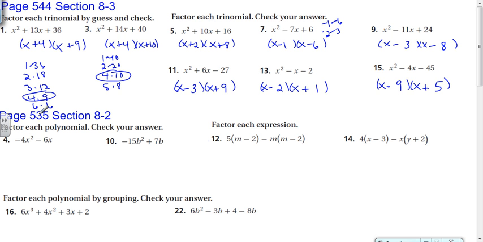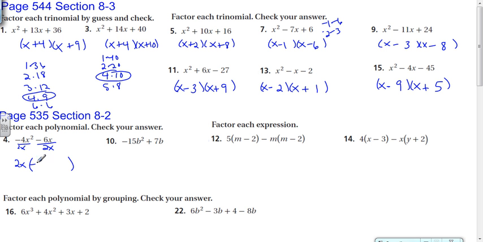Number 4, this is a binomial. When you factor a binomial, you look for a GCF. So my greatest common factor between 4 and 6 is 2. They have an x in common. The lowest exponent was x to the first. So then you divide each of these by 2x.